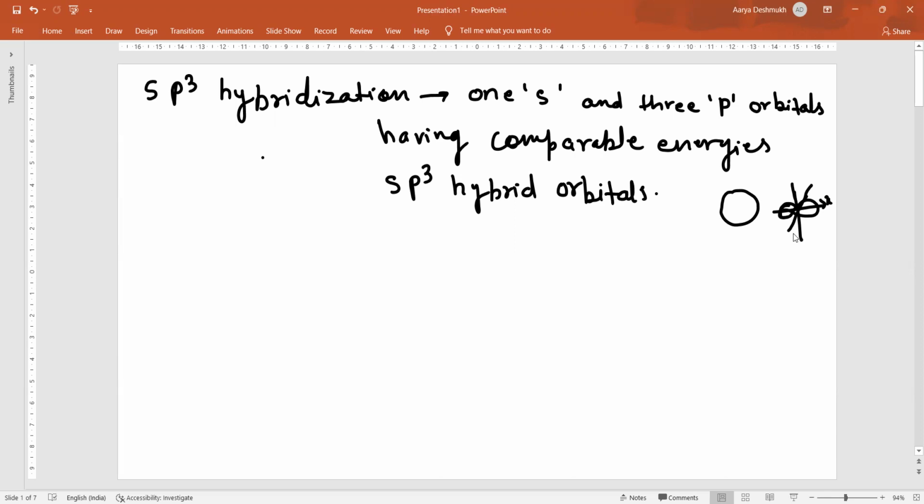Now these four sp3 hybrid orbitals are equivalent in energy and shape. When the one s and three p orbitals combine together, on mixing of these orbitals, the resulting hybrid orbitals are of equivalent energy and shape. Remember, there is a combination of one s and three p orbitals, so there will be formation of four hybrid orbitals.